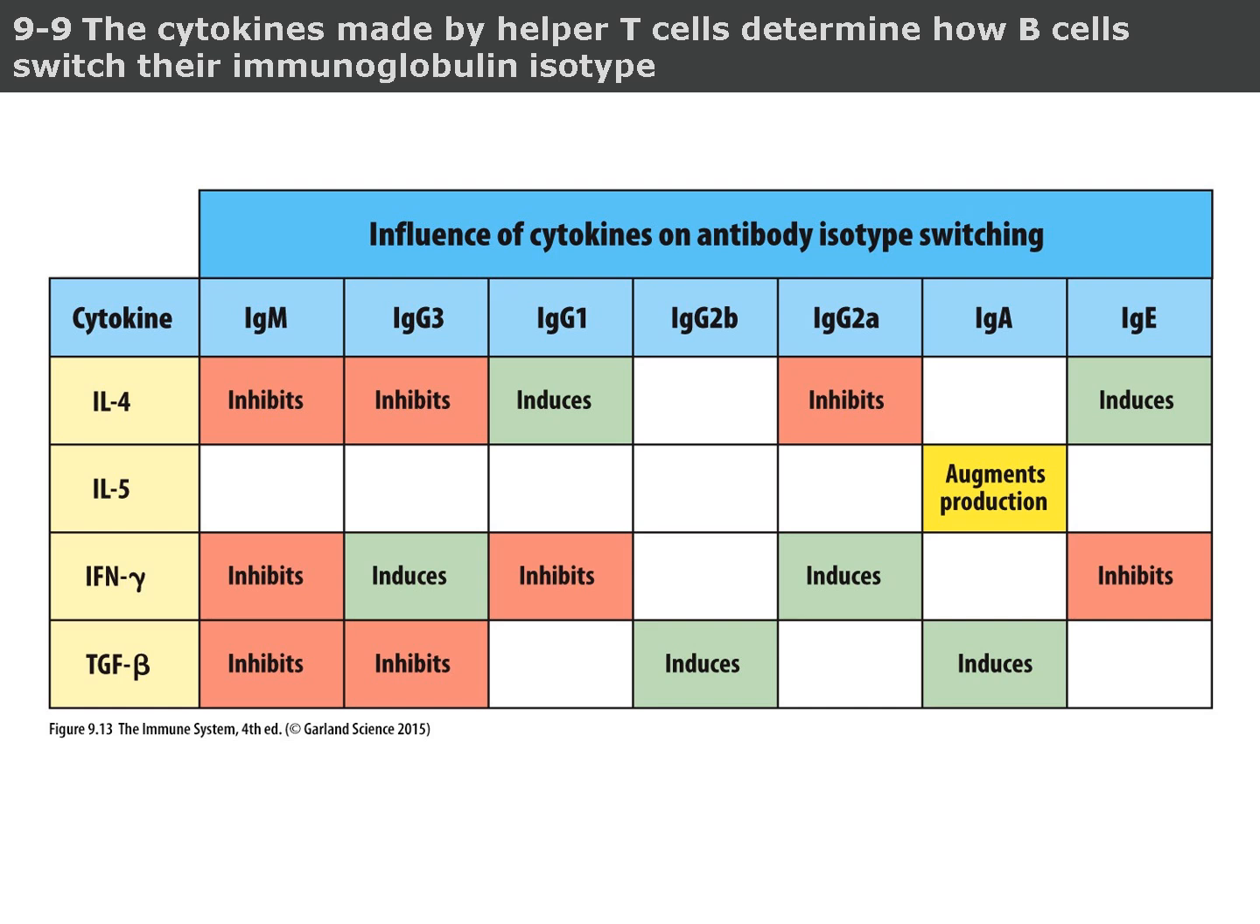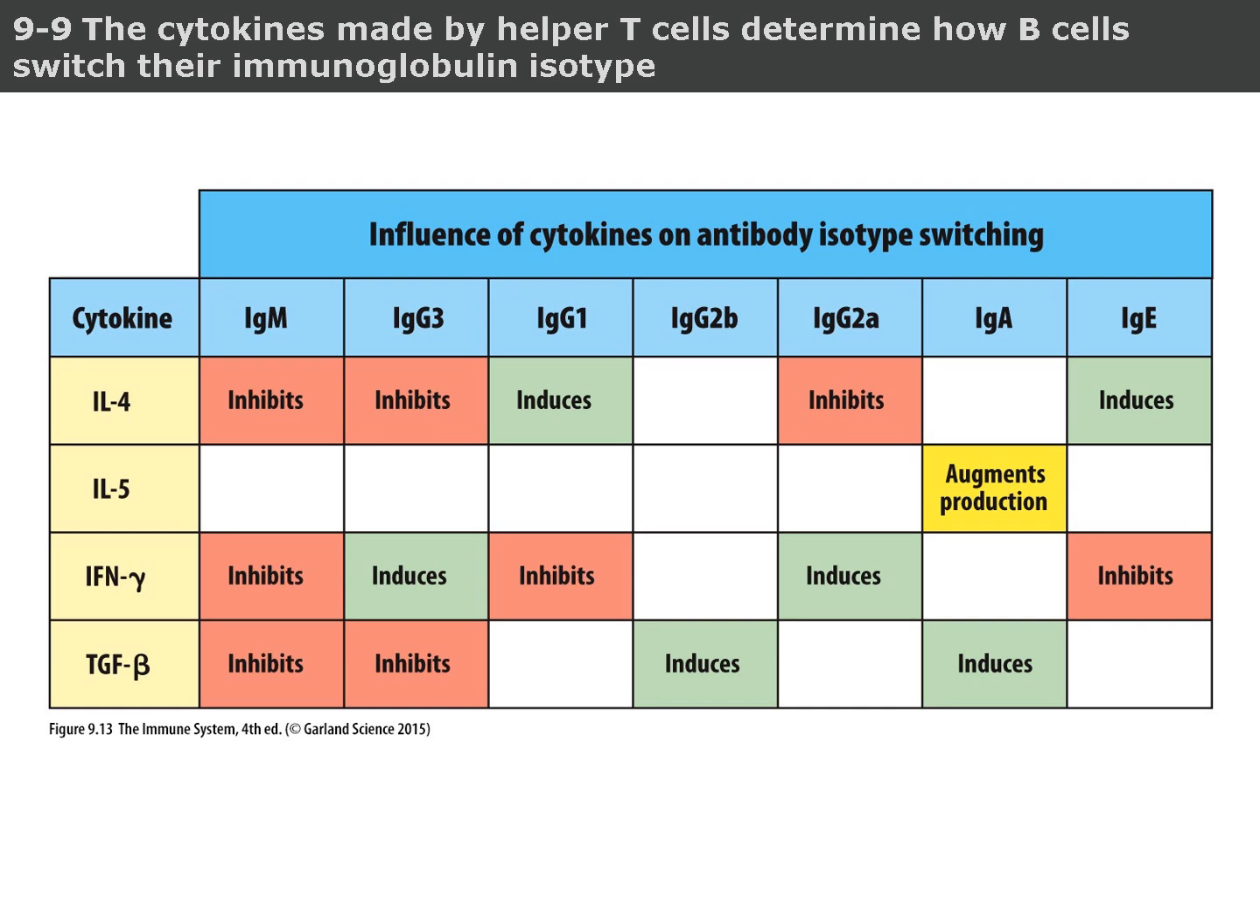IL-4 inhibits IgM, IgG3, and IgG2, but induces IgG1 and IgE, making it key for allergic responses and parasitic defense. IL-5 plays a more limited role, but it augments the production of IgA, supporting mucosal immunity. IFN-gamma inhibits IgM and IgE, but induces IgG3 and IgG2, which are important for viral and intracellular bacterial defense. TGF-beta suppresses IgM, IgG3, and IgG2, but induces IgG2b and IgA, making it critical for immune tolerance and mucosal protection.